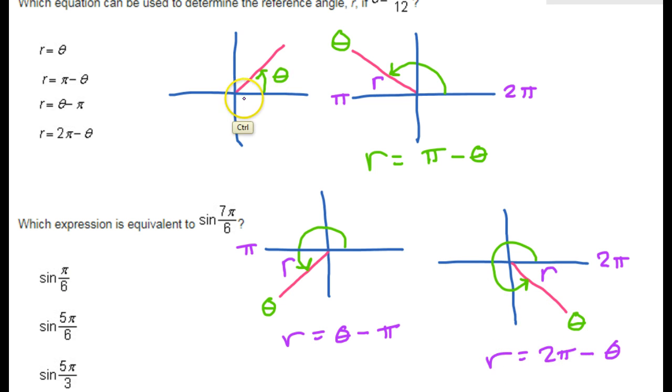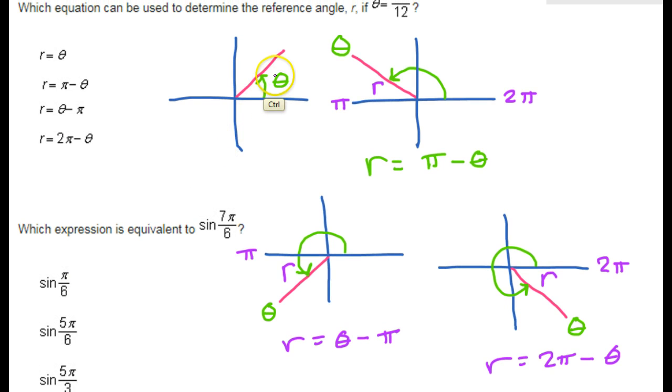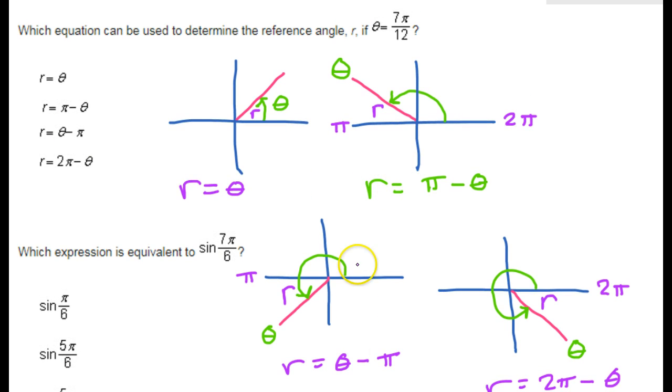I sort of skipped over the first quadrant, which is the simplest. Well, if you happen to be in the first quadrant, then guess what? The reference angle and the actual angle are the same thing, because it's already measured between the x-axis and the terminal side. So if you happen to be in the first quadrant, R equals theta, and it's just that simple.